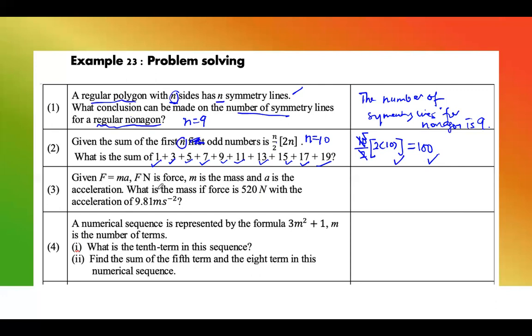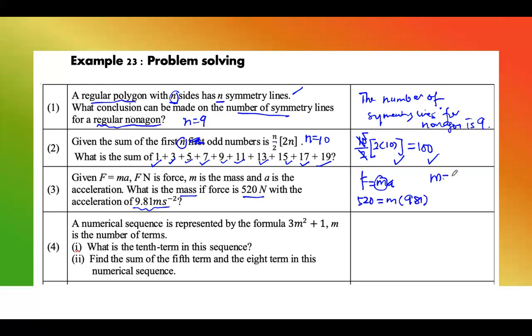Number 3. So this is science, right? Given F equals MA, F is force, M is mass, A is the acceleration. Find the mass if the force is 520 Newton with the acceleration 9.81 meter per second squared. So we use the formula F equals MA. We want to find M, the mass. So we substitute 520 for the force, and M we don't know, but we know the acceleration, 9.81.